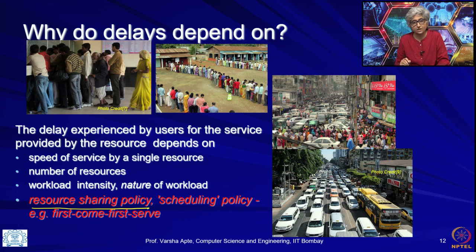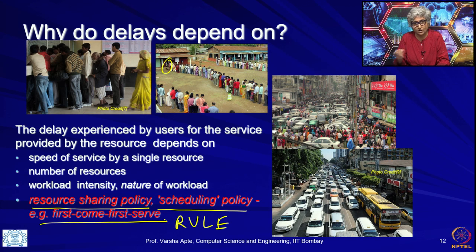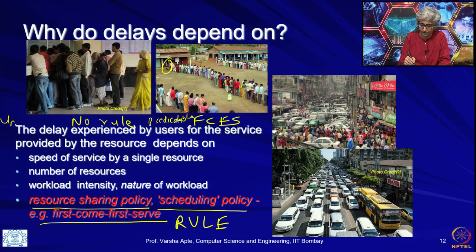The resource sharing policy, or what we call scheduling policy in computers and networks, can also make a big difference. What do I mean by that? Consider these two examples. Here this is a resource, it is being shared. Anytime there is a resource and it needs to be shared, you should have a rule about sharing it. The policy means some kind of a rule. So first come first serve is one kind of a rule. It is also called a scheduling policy. So here obviously it seems like it is first come first serve. Here there seems to be no policy, no rule. People are just going, whoever can push ahead is pushing ahead. So clearly there will be some difference in the delays here. Here it will be a little more predictable. Here it will be a bit unpredictable.